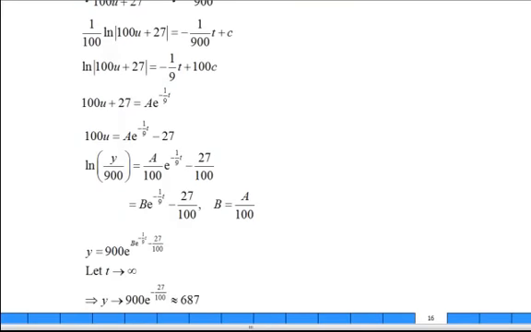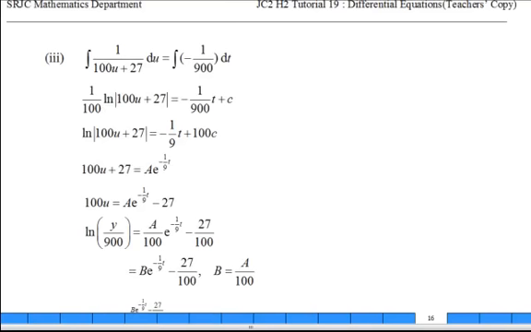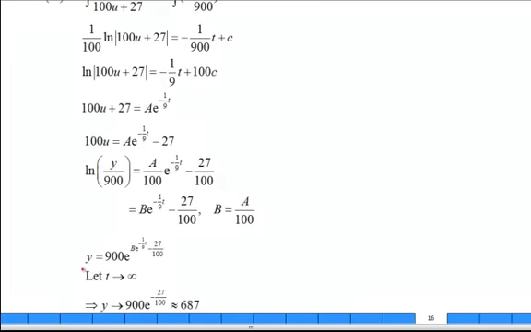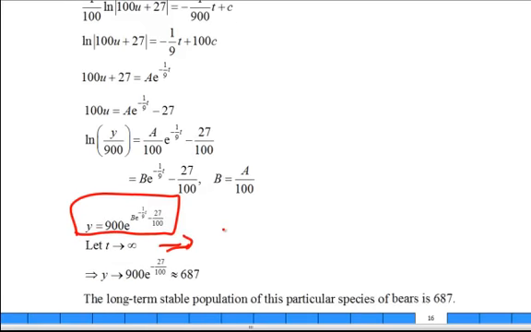Hence, in order to find the long-term stable population, we must first solve the differential equation. Solving the differential equation will then give you an equation that looks like this. We must then consider long term, that is, the time going to infinity. And you notice if time goes towards infinity, the term e to the power minus 1 over 9t goes towards 0.